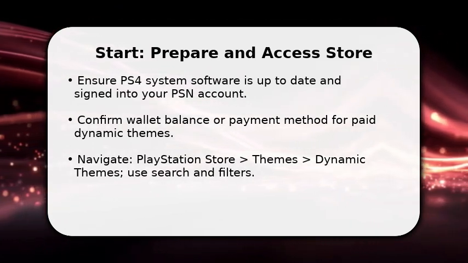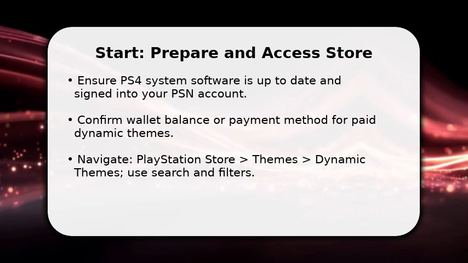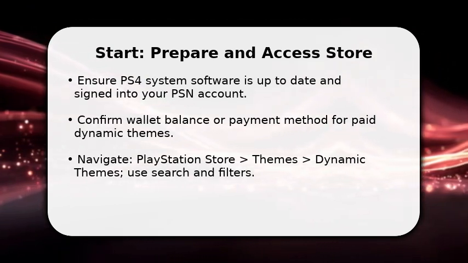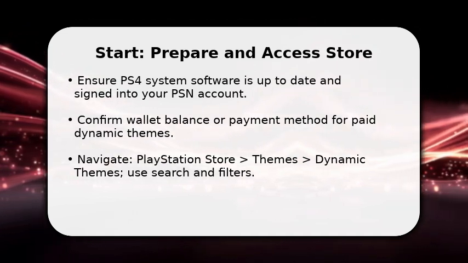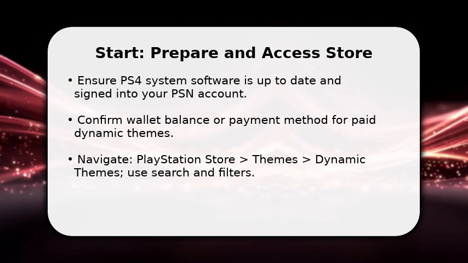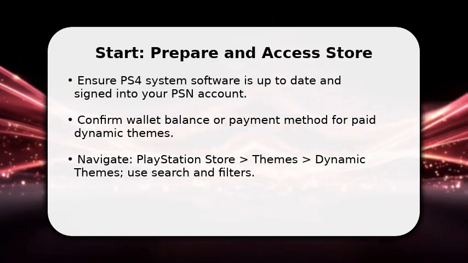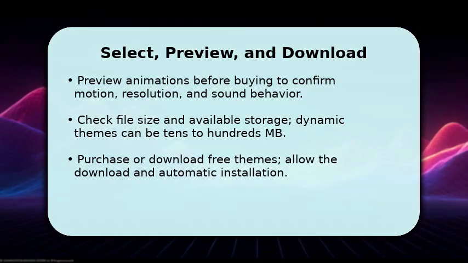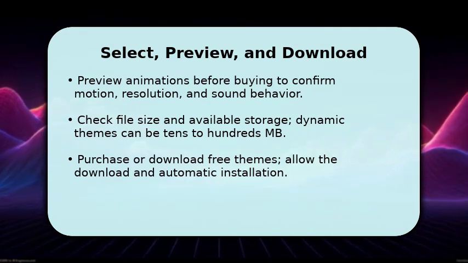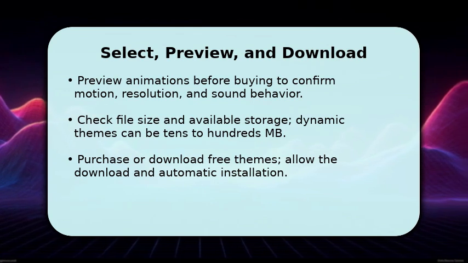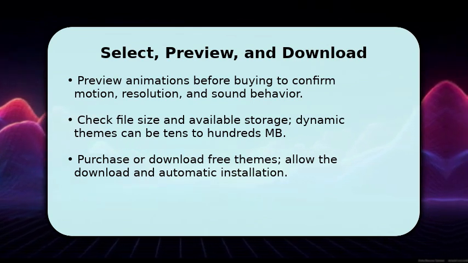Next, open the PlayStation Store on the console, go to Themes, then choose Dynamic Themes. That gets you immediately to live wallpaper options, pick categories or search terms to narrow results, and prepare to preview choices you like. You should preview the dynamic theme so you know how the animation behaves and whether it distracts from UI elements. Make sure your console has enough free storage.